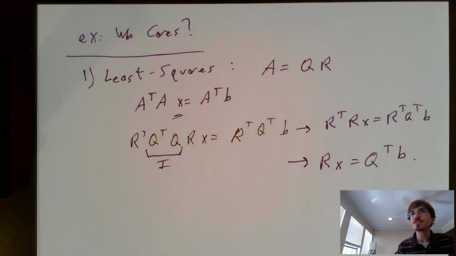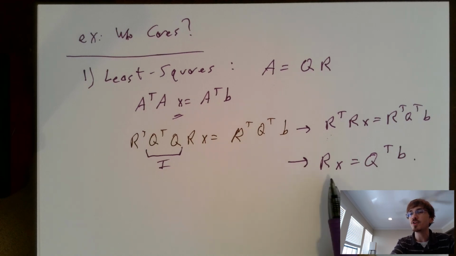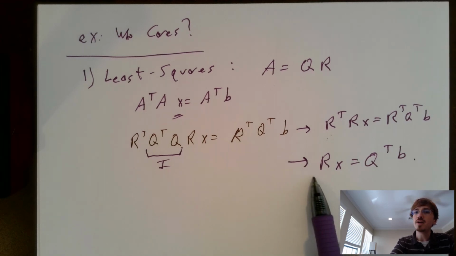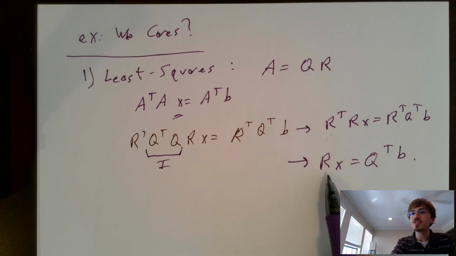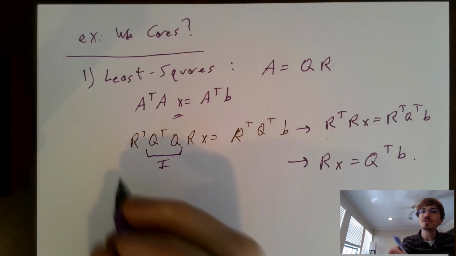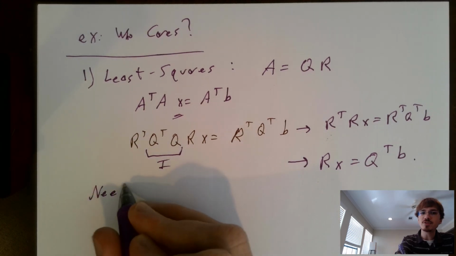And this is super nice computationally speaking, because if you have very, very large systems, sets of data that you want to fit a curve to, this makes solving it a lot easier if you have an upper triangular matrix as your coefficient matrix, because all that we need to do now is back substitution.